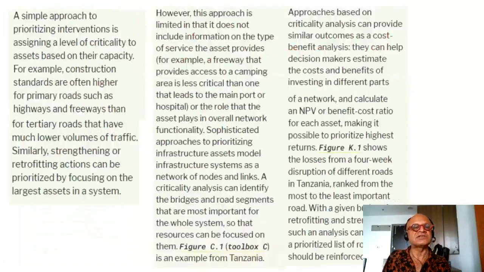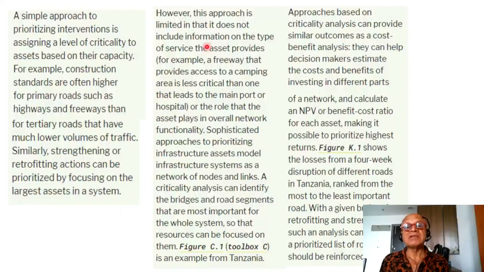So the resilience of each asset in a system must be determined from the system's needs and depends on its importance within the system. A simple approach to prioritizing interventions is assigning a level of criticality to assets based on their capacity. That's already a kind of a call that you have to make, to say this is a critical asset. For example, construction standards are often higher for primary roads such as highways and freeways than for tertiary roads that have much lower volumes of traffic. Similarly, strengthening or retrofitting actions can be prioritized by focusing on the largest assets in the system.